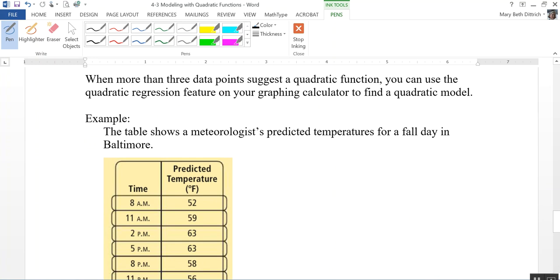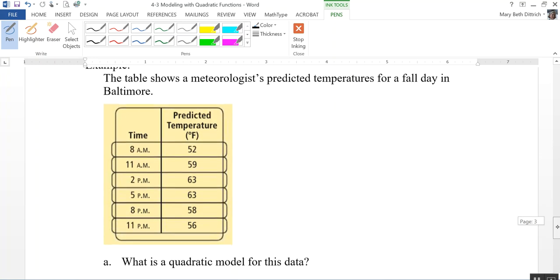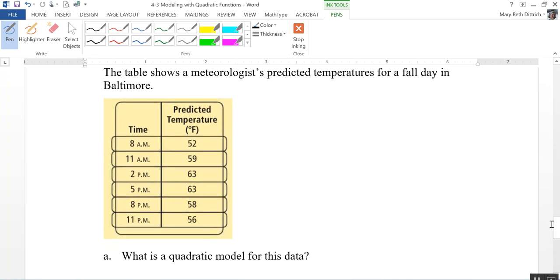When more than 3 data points suggest a quadratic function, you can use the quadratic regression feature on your graphing calculator to find a quadratic model. Here's an example. The table below shows a meteorologist's predicted temperatures for a fall day in Baltimore, and we want to know what is the quadratic model for this data. So I'm going to put my time column into list 1, and my predicted temperature into list 2.